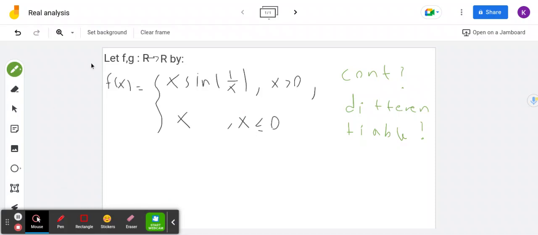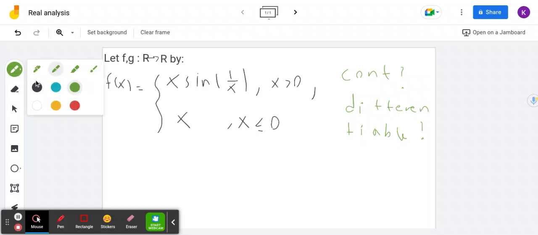So we have a function here, f. We also have a g, but I'm not given that part of the function. It's a piecewise function, f of x, which is equal to x sine of 1 over x for x greater than 0, and equal to x for x less than or equal to 0. We want to prove that it is continuous and then show whether it's differentiable or not.